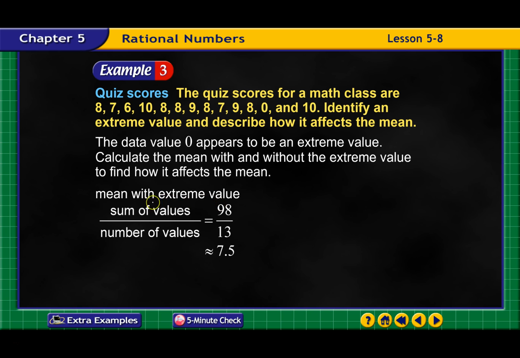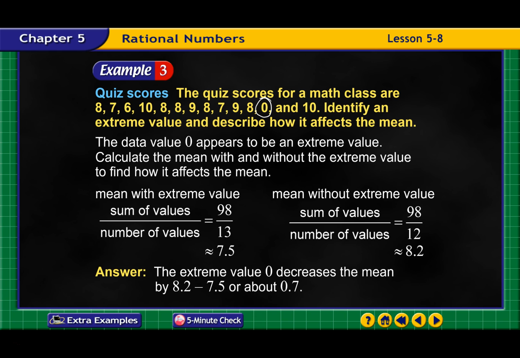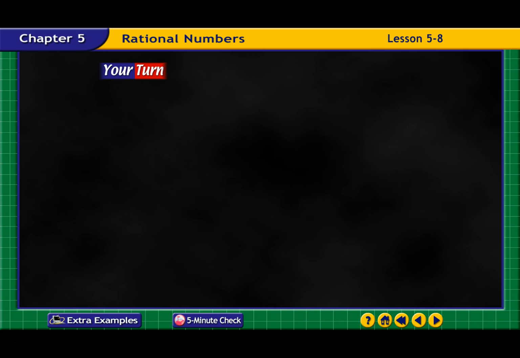So the mean with the extreme, we'd add them all together, and the number of values is 13. So that makes it approximately 7.3. Well, if I take that 0 out, that will change this bottom number. So without the extreme, it'd be 12. So without that one random 0 value, it ups the grade as a class to 8.2 as the average. So there would be an increase or a decrease of 0.7 with that extreme. And you'll probably see a thing on your homework just like this.